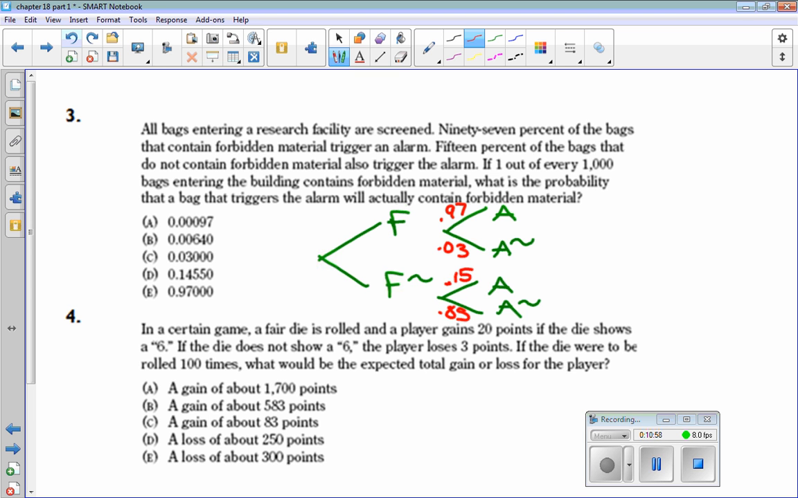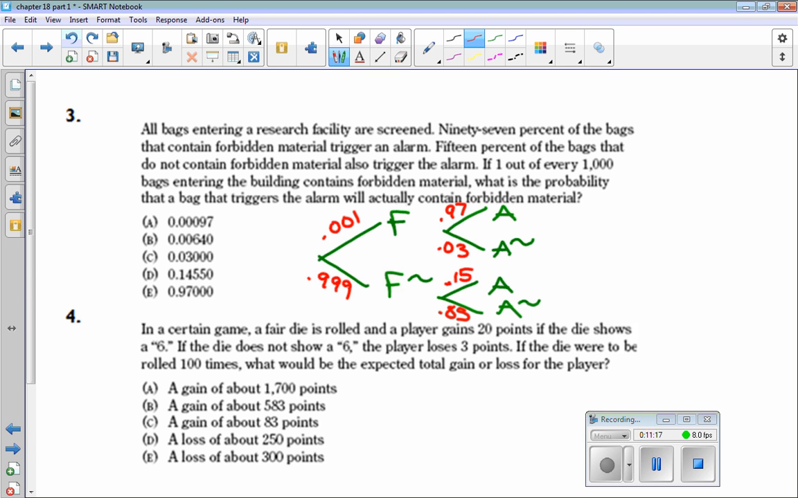And then it says 1 out of every 1,000 bags actually contain forbidden material. So we have 0.001, which is that, correct? And so that would be 0.999, and they add to be 1. Any questions so far?